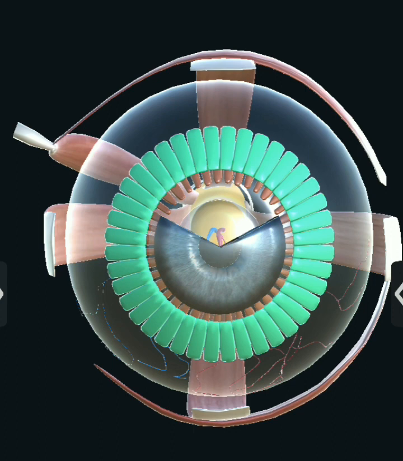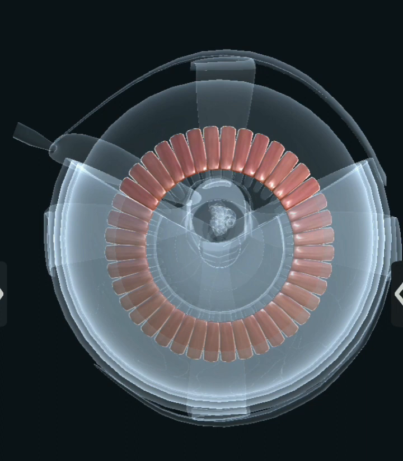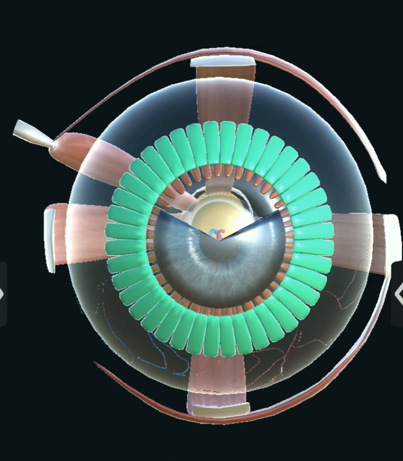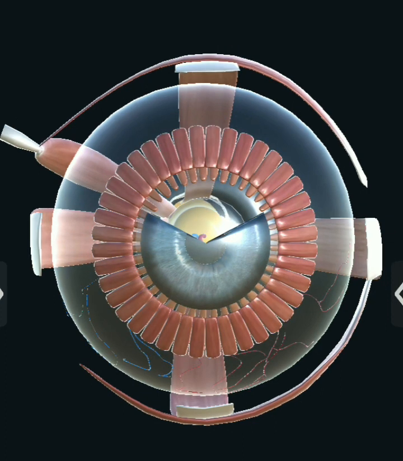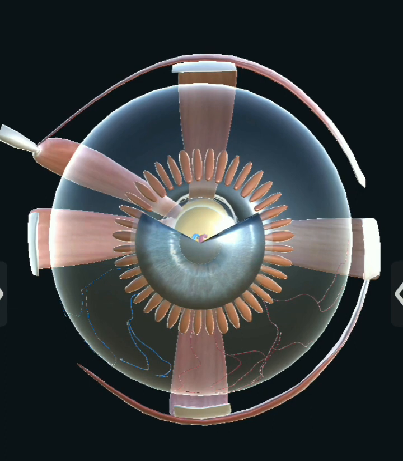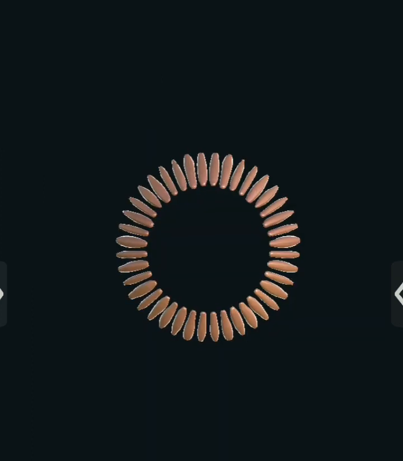Now we have a ring of smooth muscles called ciliary muscles. Ciliary muscles control accommodation for viewing objects at varying distances. It changes the shape of the lens within the eye. Behind the ciliary muscles, we have ciliary processes. Ciliary processes are formed by the inward folding of the various layers of the choroid.